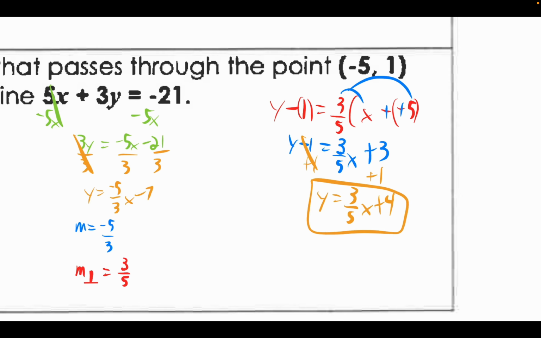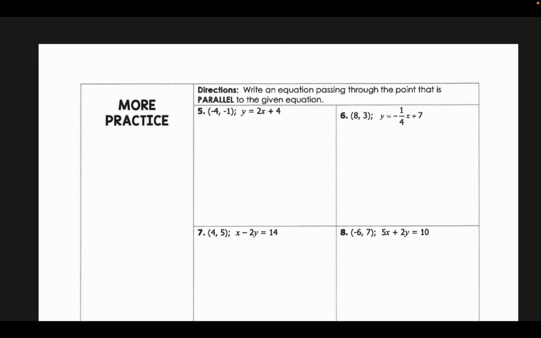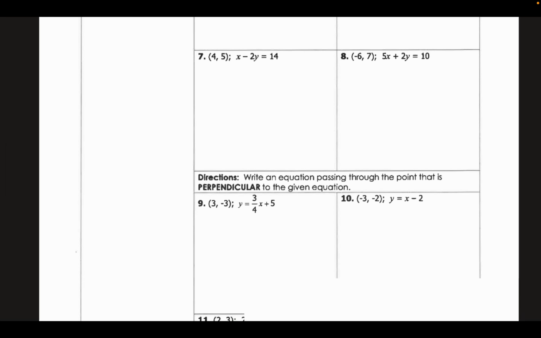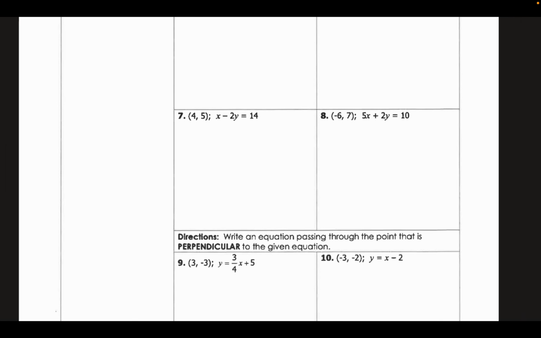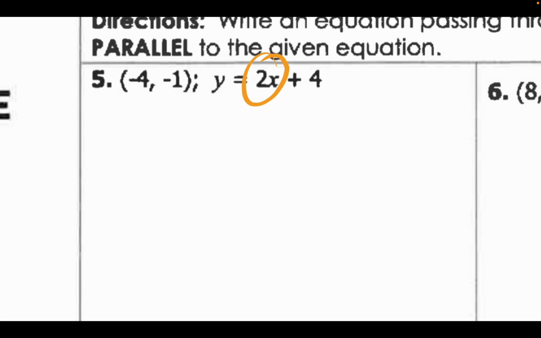On to the next page, we have some more examples, which literally says more practice. So we have 4 where we're going to be doing lines parallel to a given equation going through a point, and then 4 more that are perpendicular. So on number 5, we need to use the same slope as this one here.